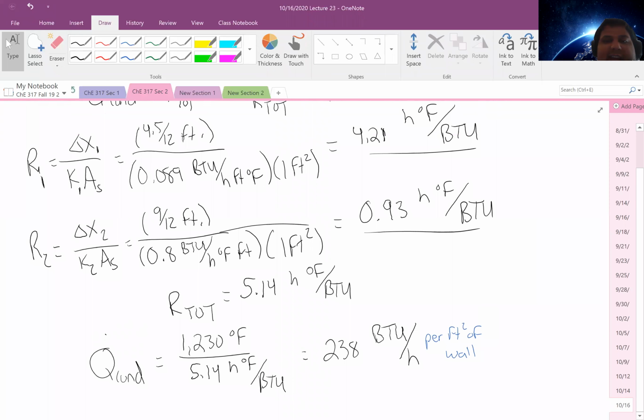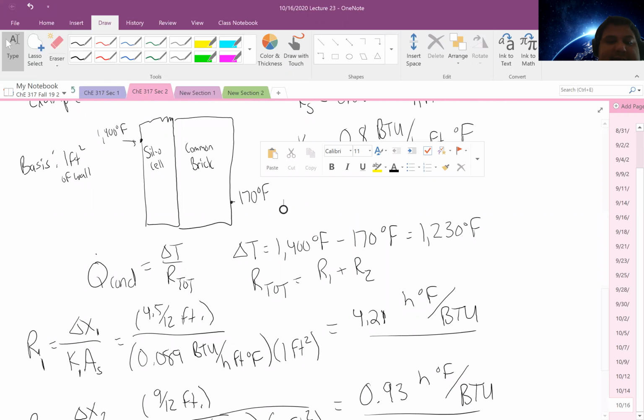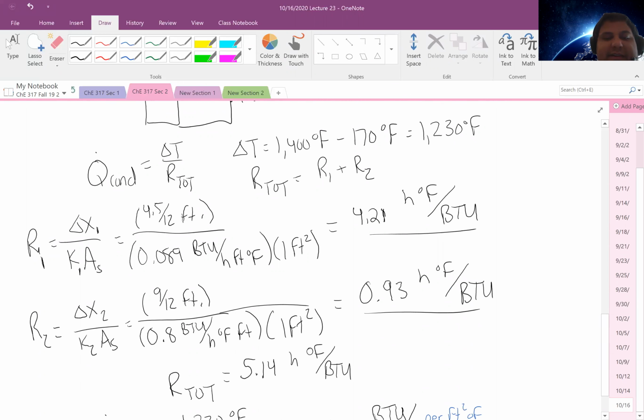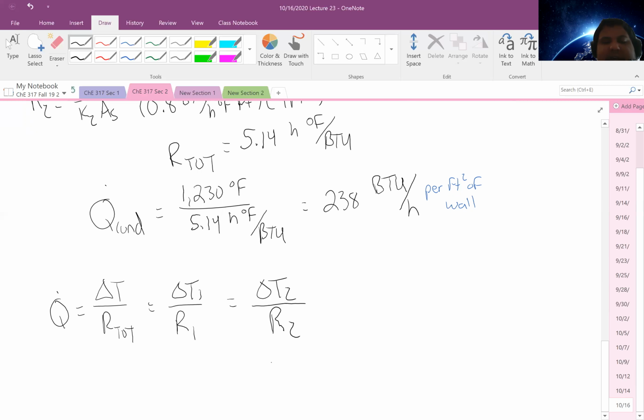All right, so the second part of the problem asks, what's the temperature at the interface? Well, to identify that temperature, I know not only does my heat transfer rate equal delta T over R total, it also equals delta T1 over R sub 1, as well as delta T2 over R sub 2. So what I'm really needing to solve for is one of these intermediate temperature gradients.